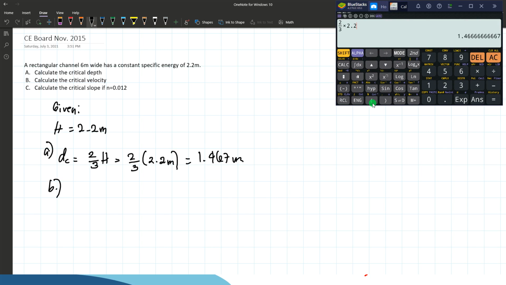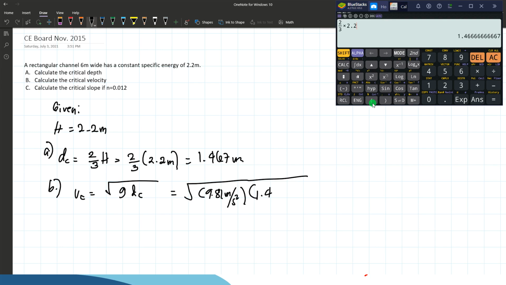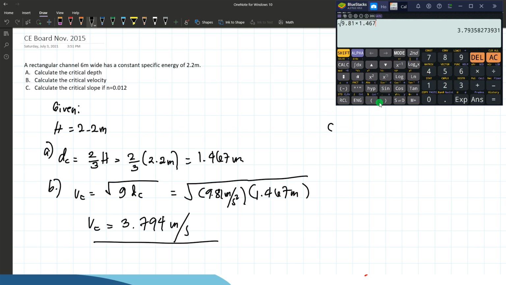For letter B, the critical velocity is the square root of g times dc. Square root of 9.81 meters per second squared multiplied by the critical depth 1.467. So our critical velocity is equal to the square root of 9.81 times 1.467, that's 3.794 meters per second.